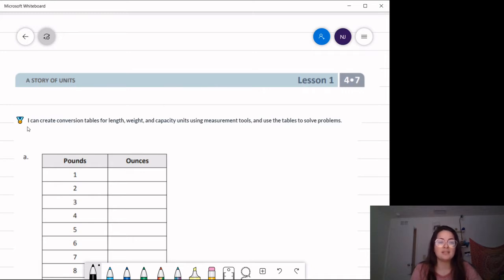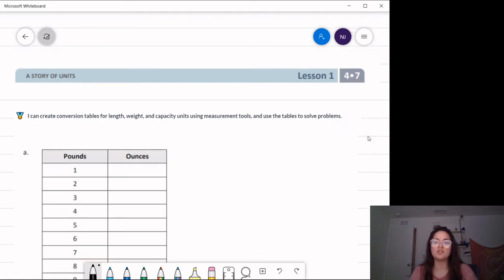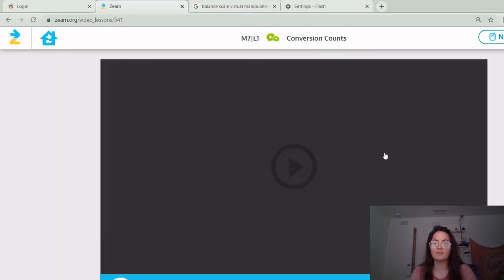So our I can statement is: I can create conversion tables for length, weight, and capacity units using measurement tools and use the tables to solve problems. Before we jump into filling out these charts, I'm going to play a part of the Zern lesson that goes along with this, because it's going to introduce us to our units of pounds and ounces and help us fill out this table. So let's go ahead and get started with that.